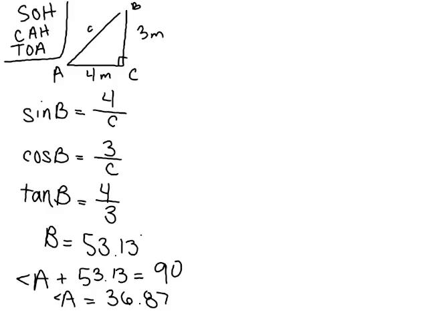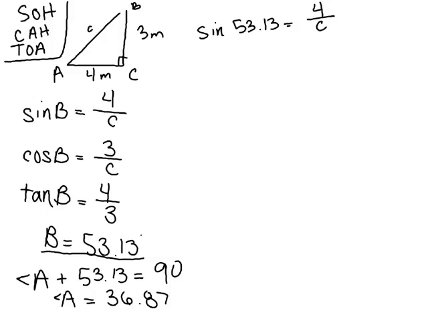Now that we've solved for angle B, let's go back and do the sine and the cosine and make sure that we get the same length for the hypotenuse for both of those. Let's go with the sine for angle B, 53.13. What's our formula for sine? Sine equals opposite over hypotenuse. And I don't know the hypotenuse, so that's what I'm solving for.